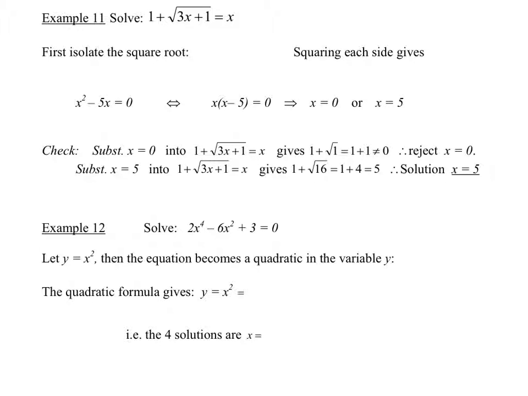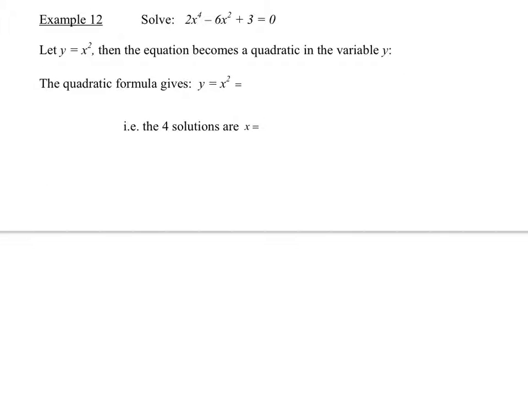Now there's one other type of equation that might pop up, and that's this type of equation here, 2x to the power of 4 minus 6x squared plus 3 equals 0. It's not quite a quadratic, but it's a little bit like a quadratic. In fact, if we put y equals x squared, then we're replacing the x to the power of 4 with y squared. We're replacing the x squared with y. And so we'll end up with a y squared and a y term and a constant. And we will have a quadratic.